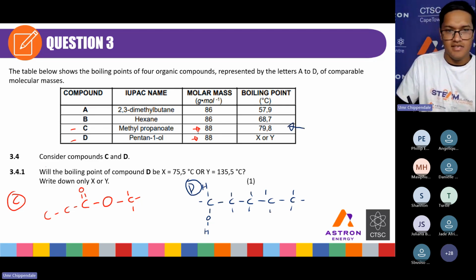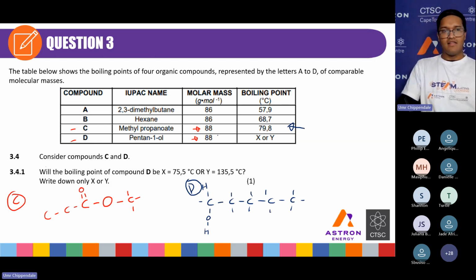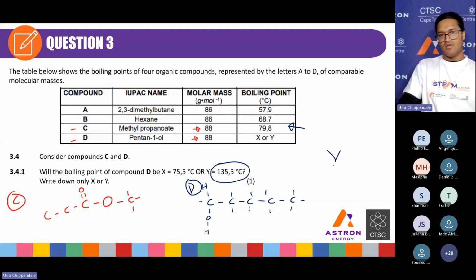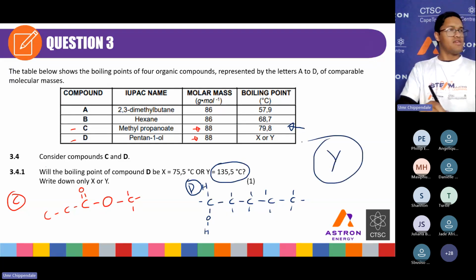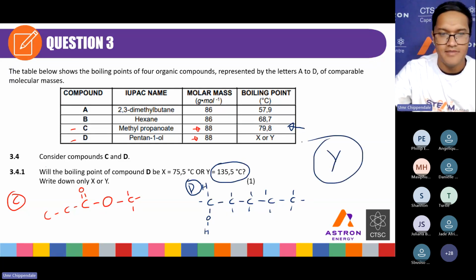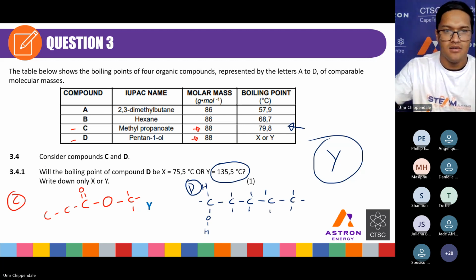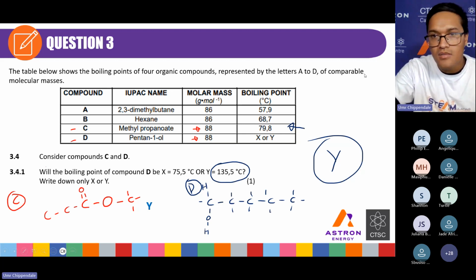If we have that ester, then we're going to see that it has to be higher because of hydrogen bonding. And you are correct. So which one is higher than 79.8? It's going to be 135. So the final answer is going to be Y, just as everyone was saying in the chat as well. Perfect. Now, moving on.